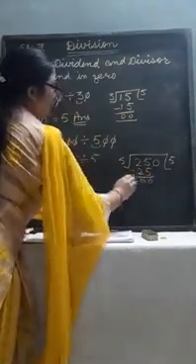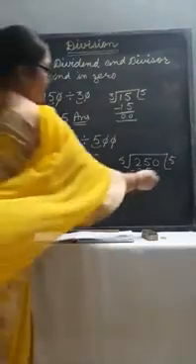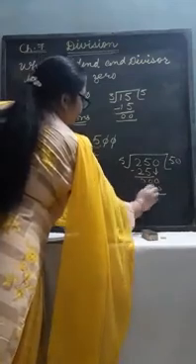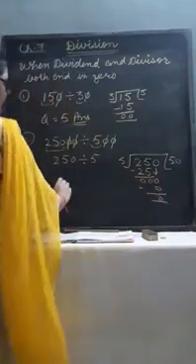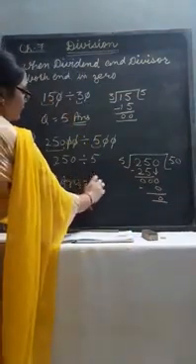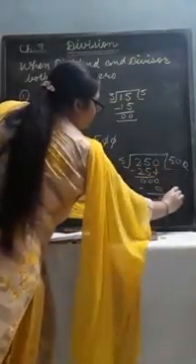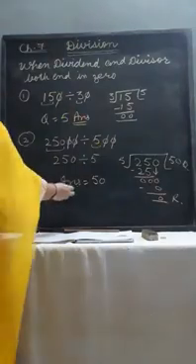By subtracting we will get 0. Now bring down 0. 5 zeros are 0. So our answer is 50. Quotient is 50 and remainder is 0. Our answer is 50.